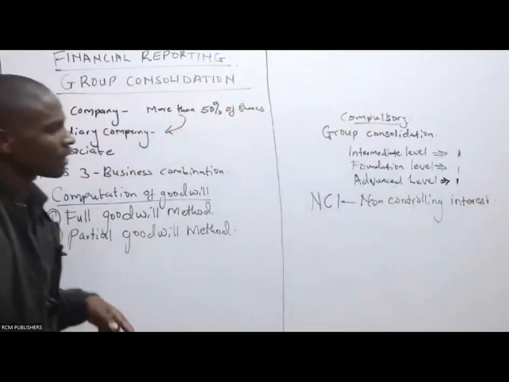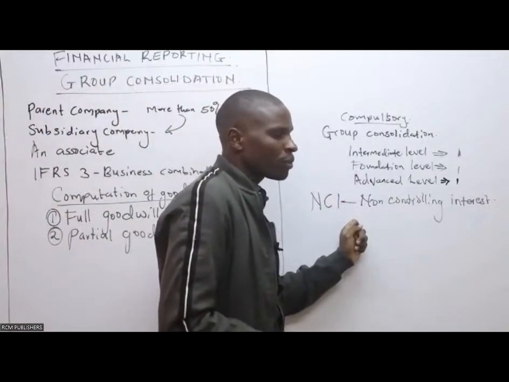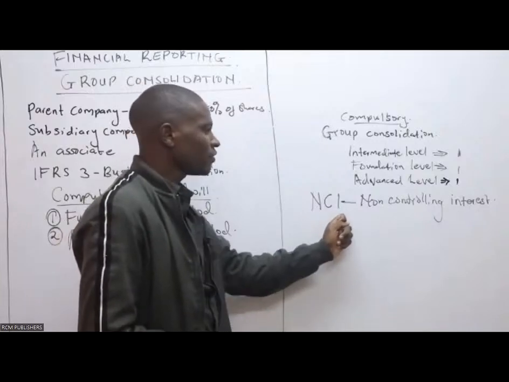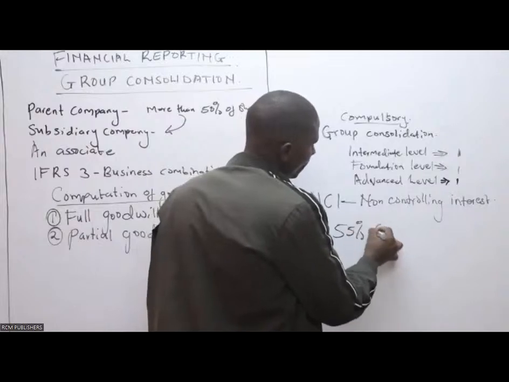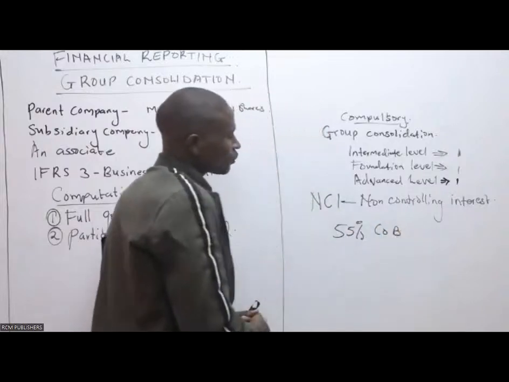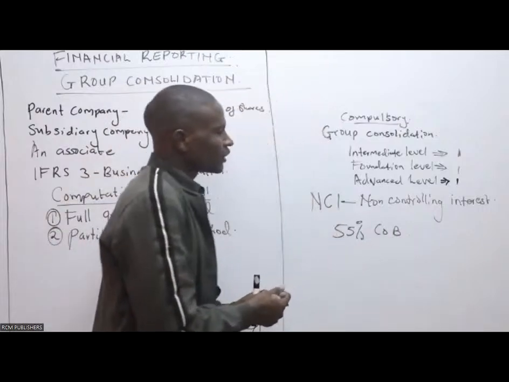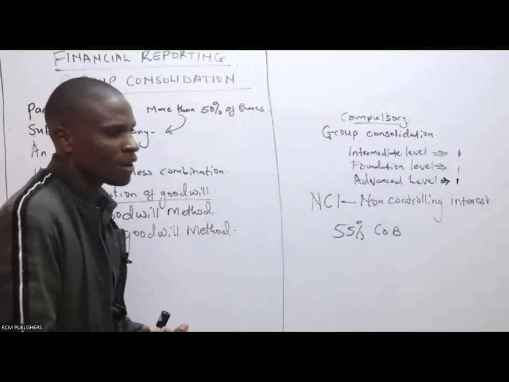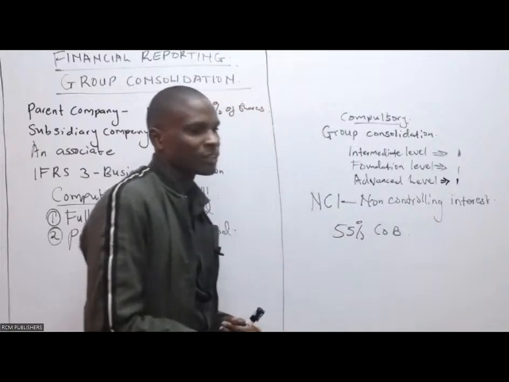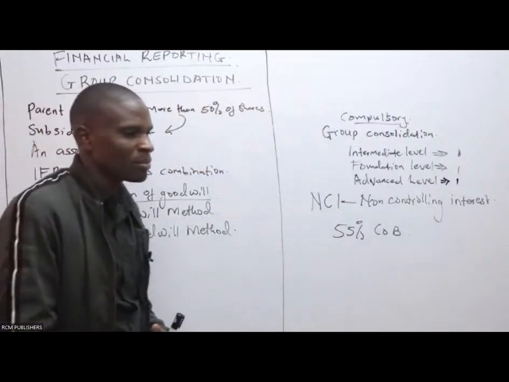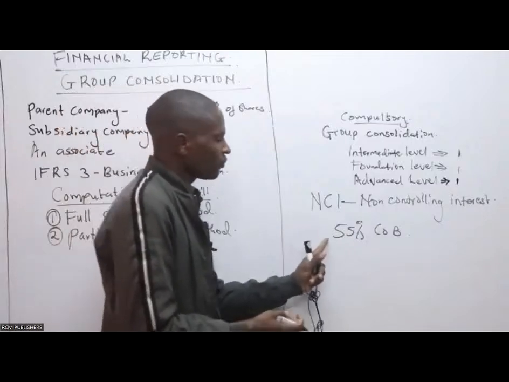When we talk about non-controlling interest, this is what we mean. If the parent company has acquired 55% of company B shares, the remaining percentage is being controlled by the minority shareholder. What is the remaining percentage? In fact, it is 45%.